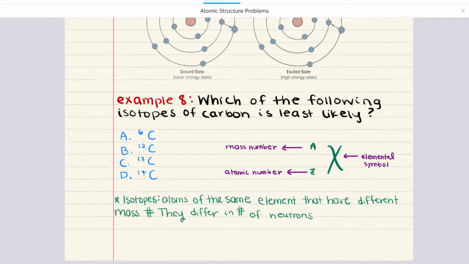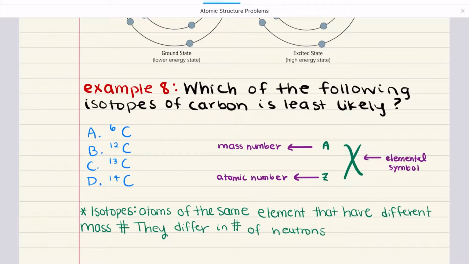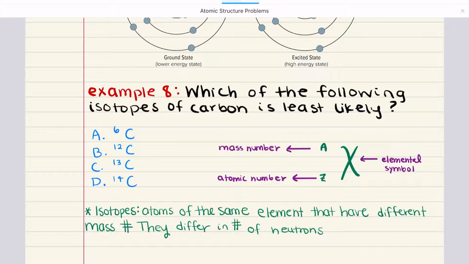Let's go ahead and move into problem 8. Problem 8 reads, which of the following isotopes of carbon is least likely? Now, isotopes are atoms of the same element that have the same number of protons, but they differ in the number of neutrons. This results in different atomic masses. Carbon has several isotopes, only a few, though, are naturally occurring and stable.